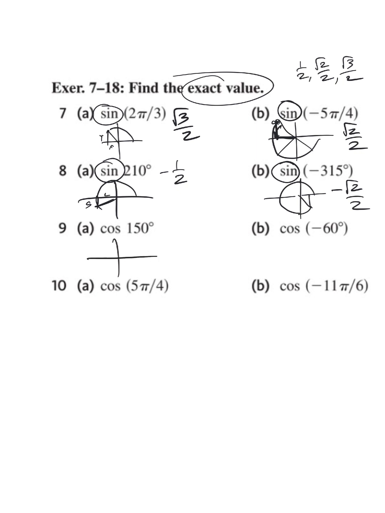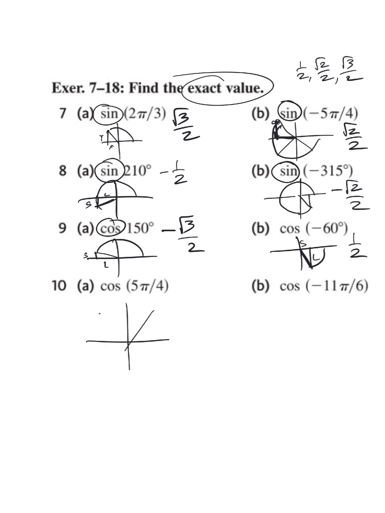Cosine of 150. So we have the x value at 150. That's a 30-degree reference. Knowing your reference angles helps. It tells you what your long leg is and your short leg is. So cosine is the x value, which is the long leg. In this case, it's negative square root of 3 over 2. Negative 60 degrees. So we go negative 60, and the cosine is the short leg there, which is positive 1/2.